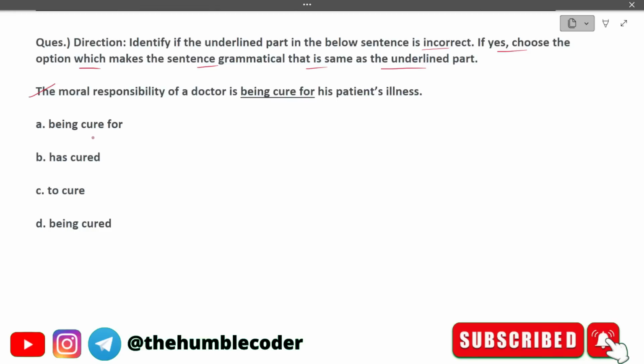Okay, the options that we have are: A is being cure for, B is has cured, C is to cure, and D is being cured. Let's see the correct answer for this question. The correct answer for this question is going to be option number C, which is to cure. Okay, moving on to the next one now.